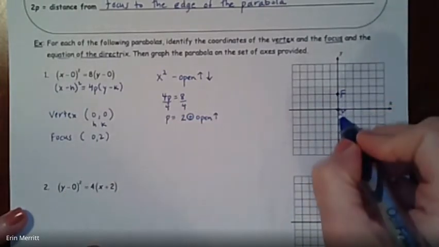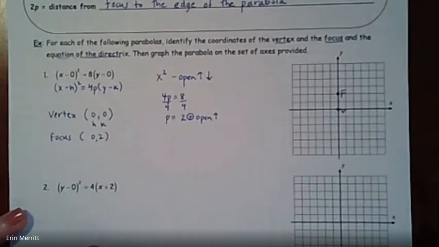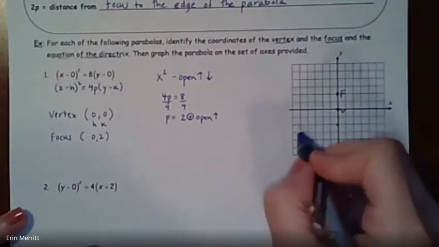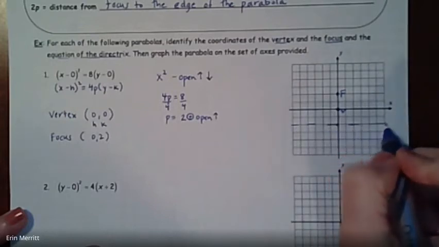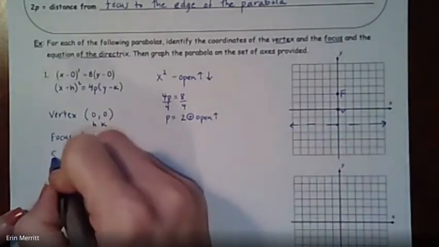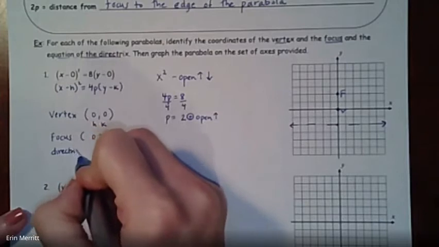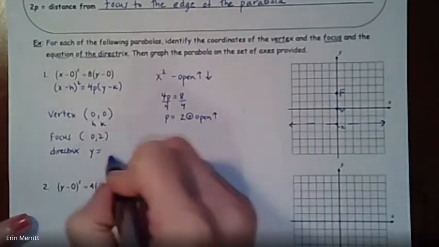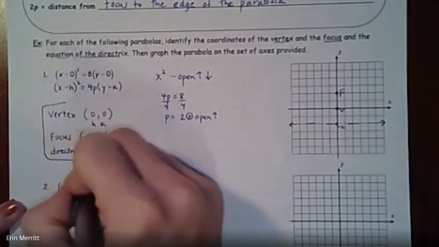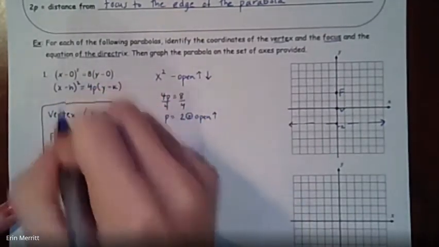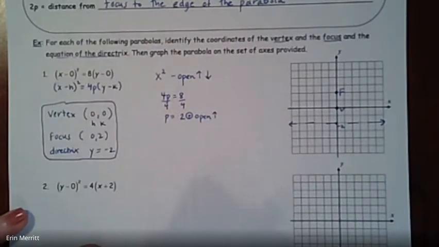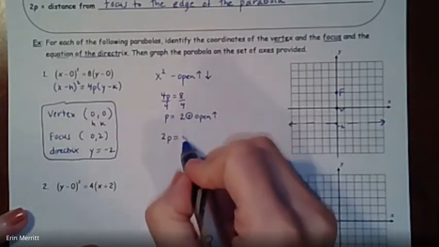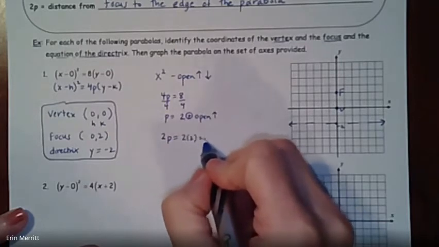The directrix will now be 2 units below that. So if I go 2 units below, I have to make it a line though. So it's a horizontal line in this case. So the equation of the directrix is going to be y equals, and it's crossing at -2. So I have all those little values here. All right, and then the last detail, it's 2p. Well, 2p would be equal to 2 times 2, or 4.